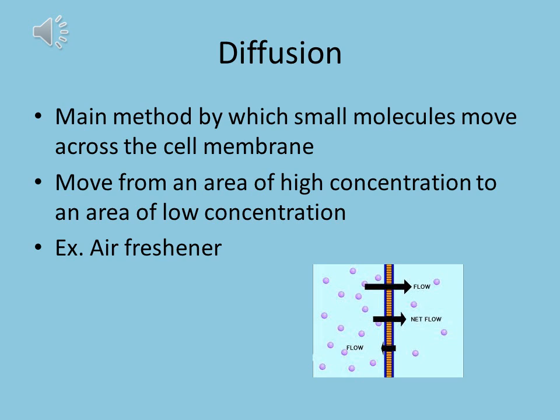In the activity that we did in class, we observed diffusion in action. The area where the air freshener was sprayed had many molecules of freshener. The molecules gradually moved from this area of higher concentration to the other parts of the classroom, where there were fewer molecules of the air freshener, and thus a lower concentration.